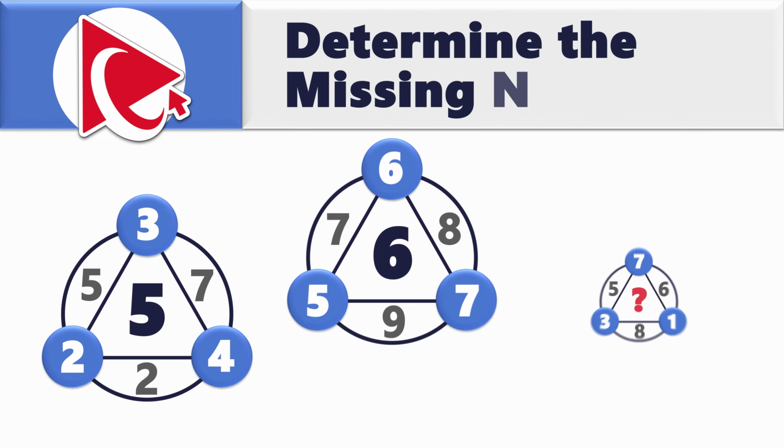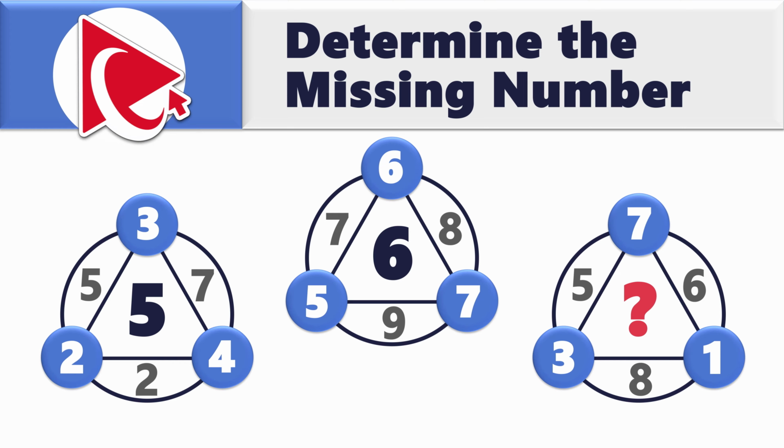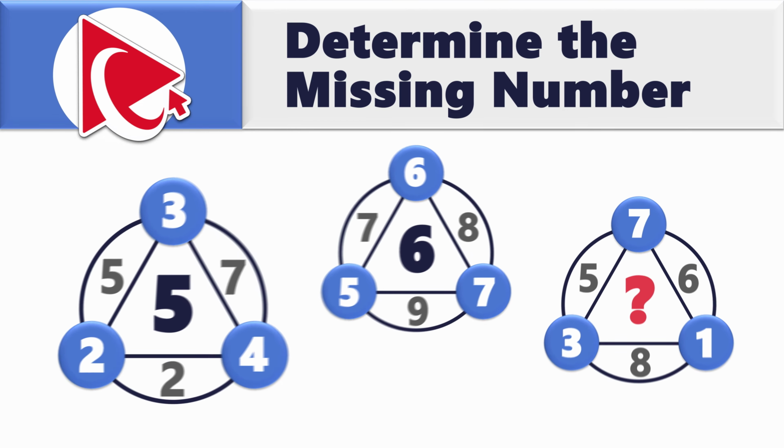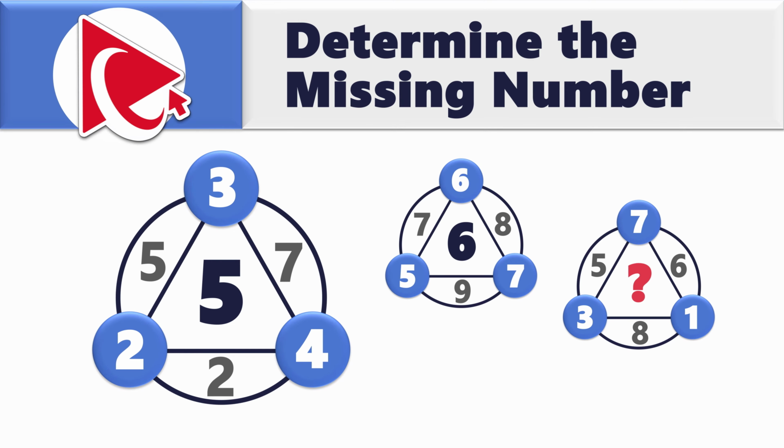You're presented with unusual looking shapes, a combination of circles and triangles. Each shape has 7 numbers. In the first shape, the inside numbers are 5, 2, and 7. The outside numbers are 2, 3, and 4, and then the middle number is 5.